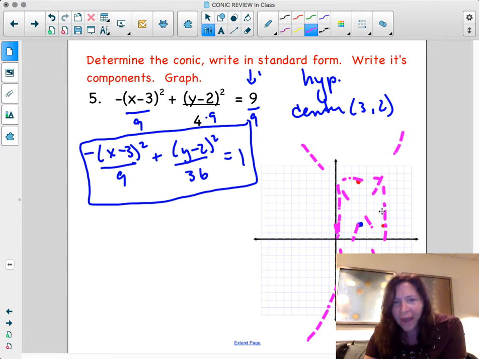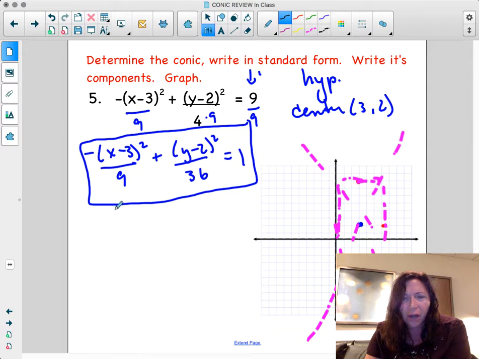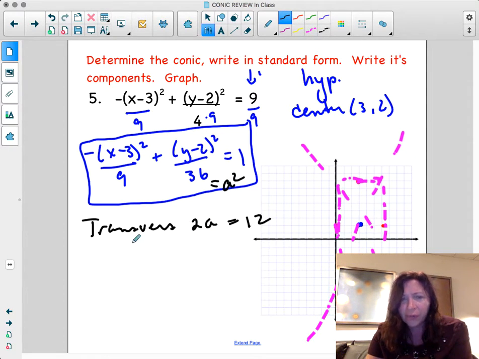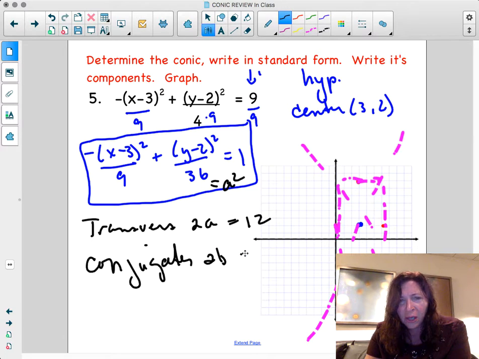Remember, from your center, your asymptotes are going to be rise over run. So it's up 6 over 3, from that center, that's where they would go. Write the components. We wrote the center. We would say that my transverse axis, which is the positive axis, would be 2 of those. So the square root of this is my a squared, so it'd be 2a, so that's going to be 12. My conjugate axis is going to be 2b, which, if that's b squared, is 2 times 3, which is 6.